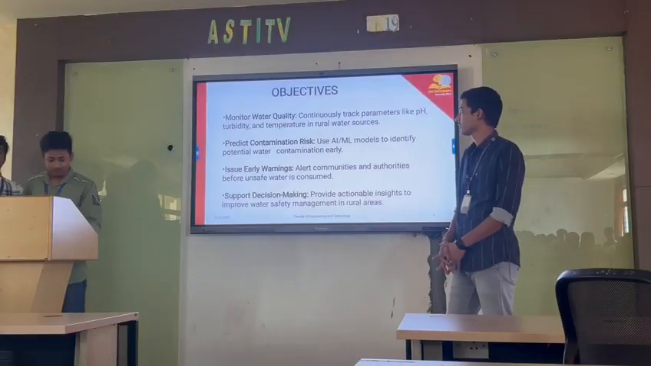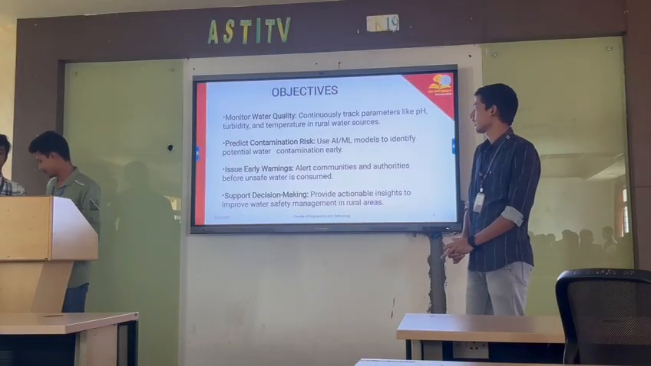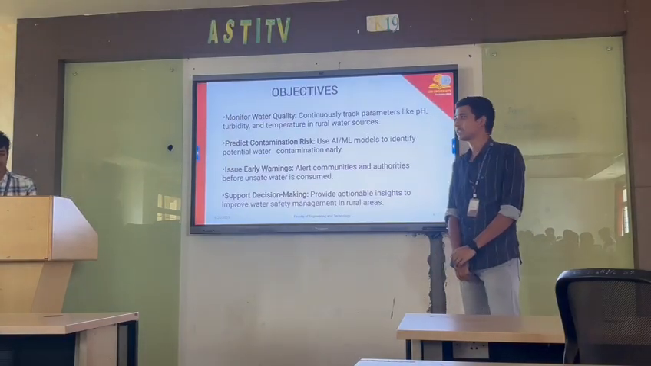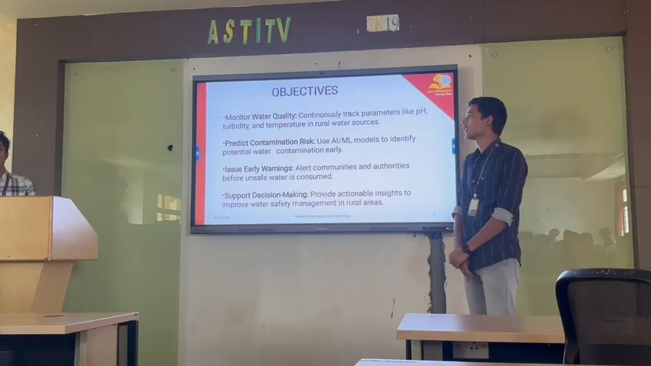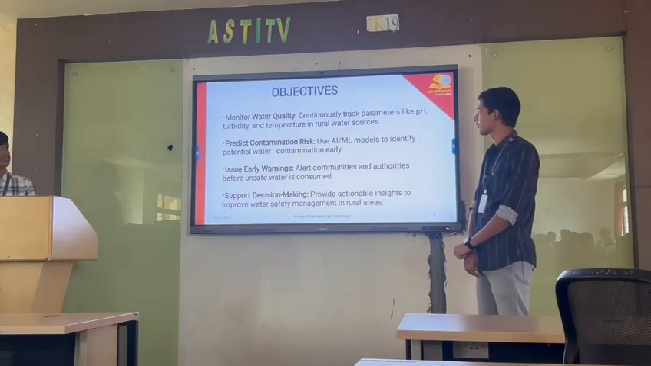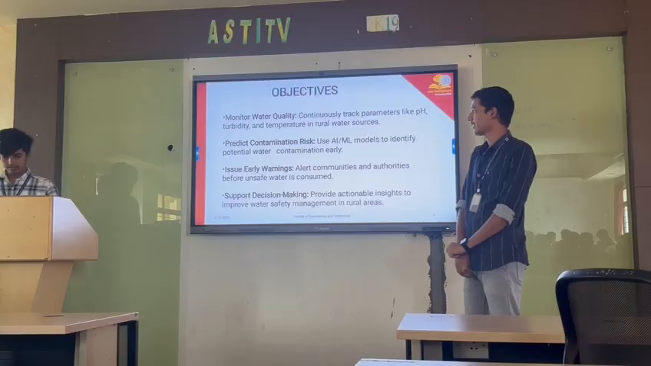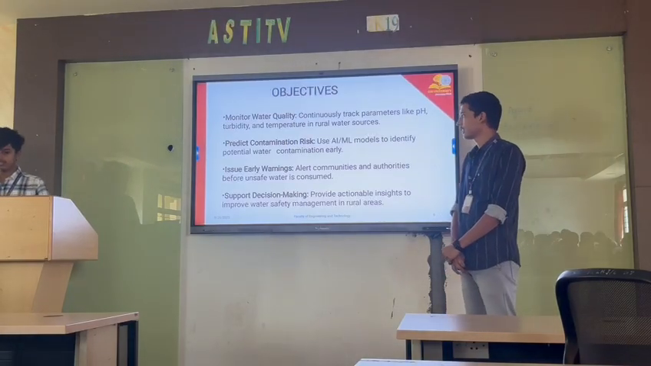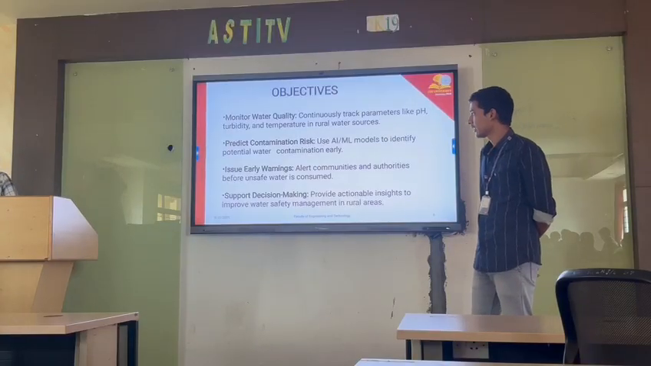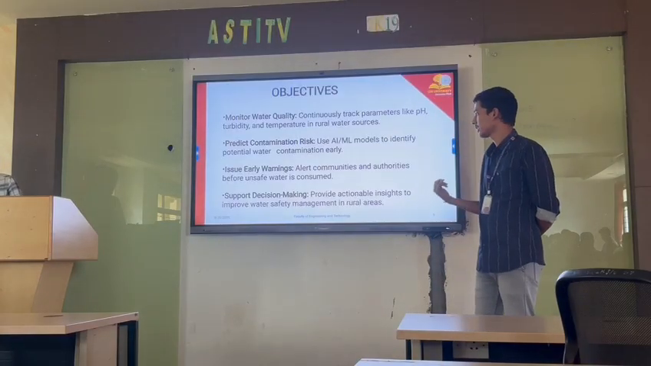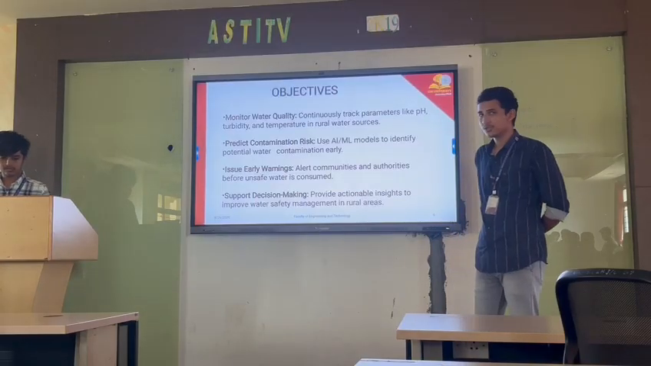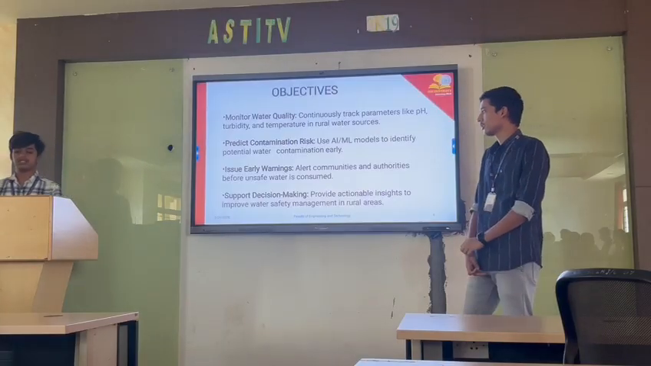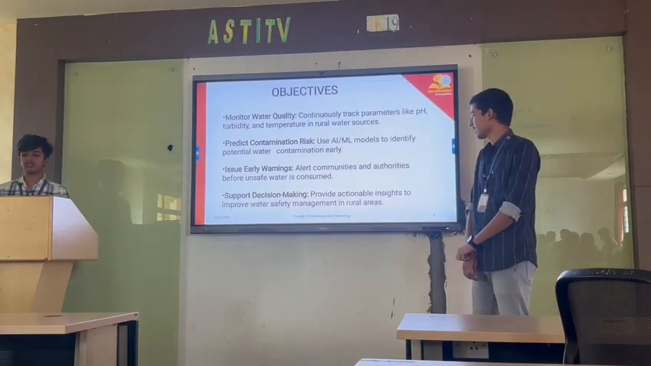Here are the objectives of our problem statement. Monitor water quality: it continuously tracks parameters like pH, solubility, and temperature in rural water sources. Predict contamination risk: it uses ML models to identify potential water contamination early and issue earlier warnings and alerts to communities and authorities before unsafe water is consumed. Support decision making: it provides actionable insights to improve water safety management in rural areas.